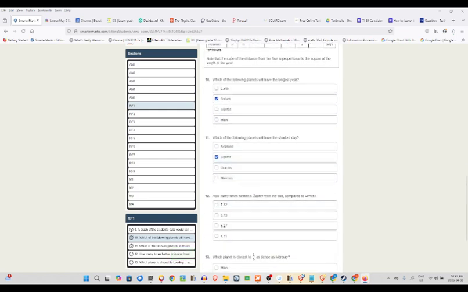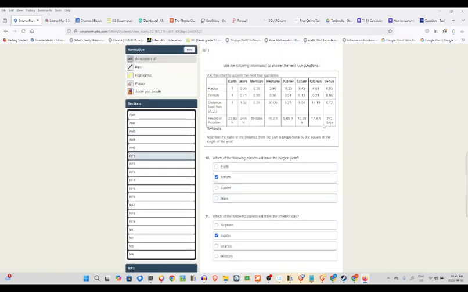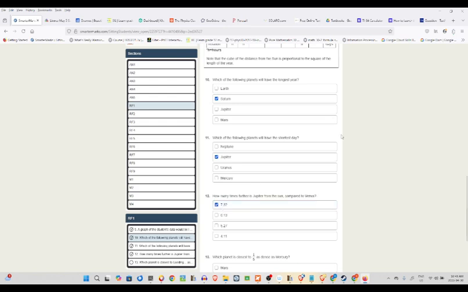How many times further is Jupiter from the Sun compared to Venus? Well, Jupiter's distance from the Sun is 5.27. Venus is 0.72. So we take 5.27 and divide it by 0.72, and we get 7.32.